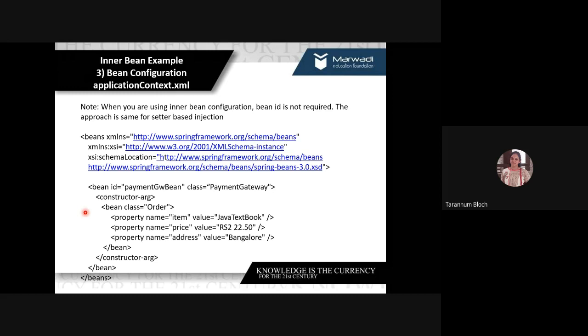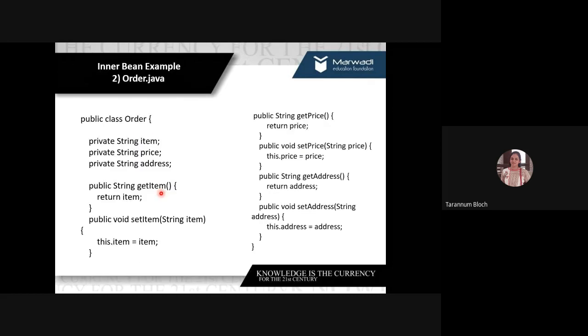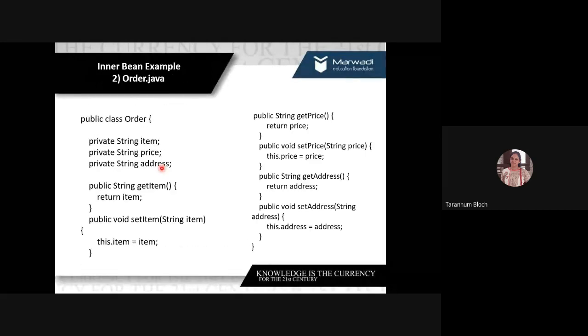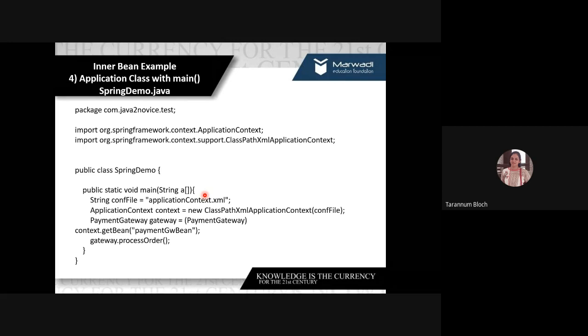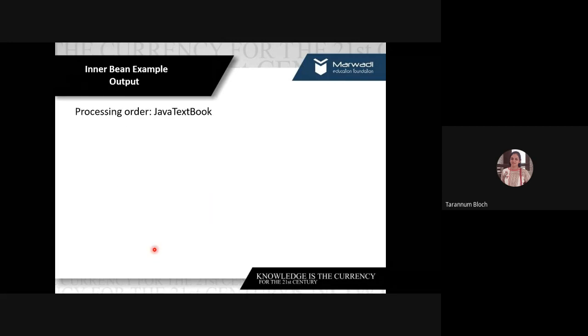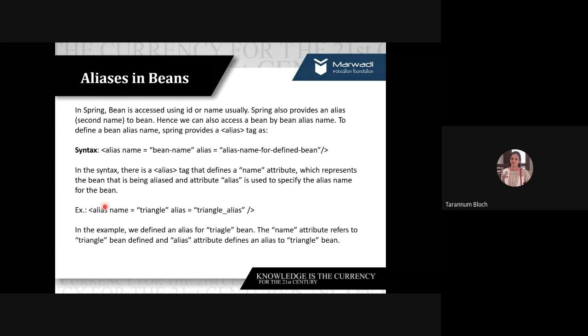And we discussed that when we have an inner bean, we can go with the constructor-argument based method, right? Because in the PaymentGateway class, order was given as an argument of the constructor of PaymentGateway. So that is what we have mentioned over here. Then we wrote a main app and we called the order process method, which gave you this output. Along with that, we discussed that an alias is a second name given to the bean. The major purpose is to increase readability.